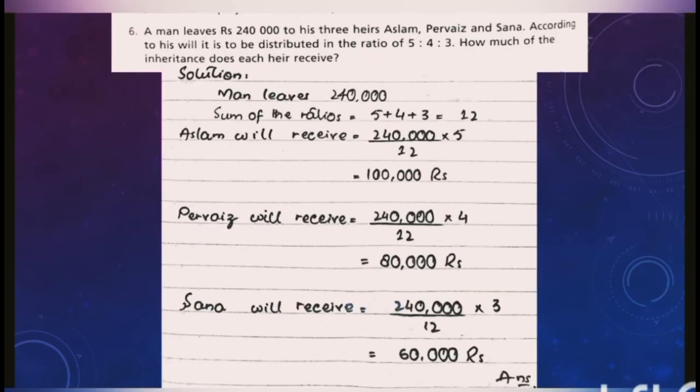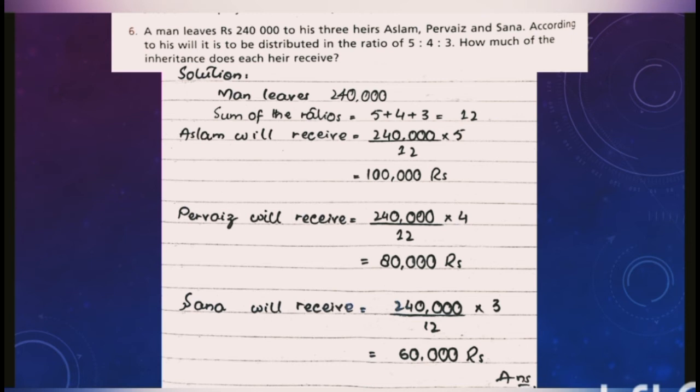Okay, now question number 6: a man leaves rupees 240,000 to his 3 heirs Aslam, Parvez and Sana. According to his will, it is to be distributed in the ratio of 5:4:3. How much of the inheritance does each heir receive? Okay, so make the data of it first. Man leaves 240,000 and the sum of the ratios is 5 plus 4 plus 3 equals 12, right?